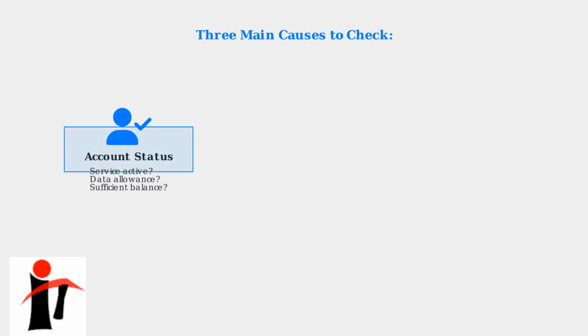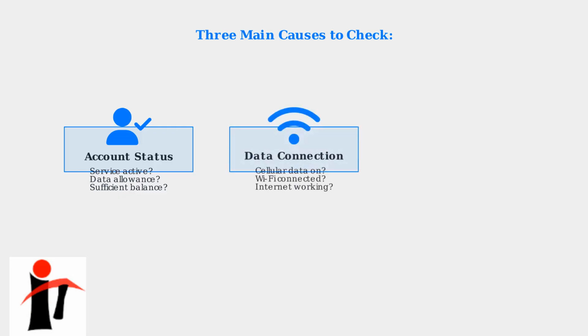First, make sure your TracFone service is active, you haven't exceeded your data allowance, and your account balance is sufficient for messaging. Second, MMS requires an active data connection, so ensure cellular data is enabled in your phone settings or that you're connected to Wi-Fi with internet access.